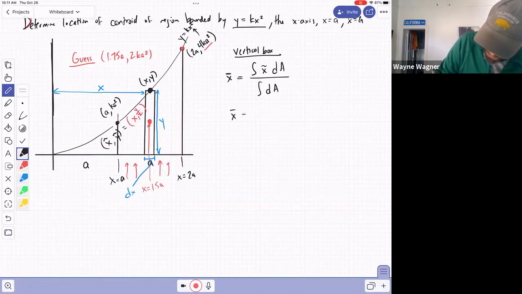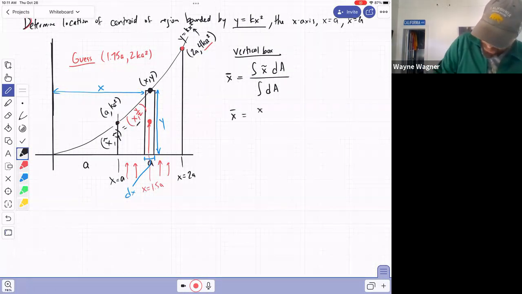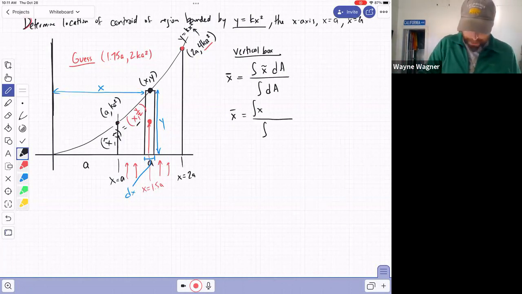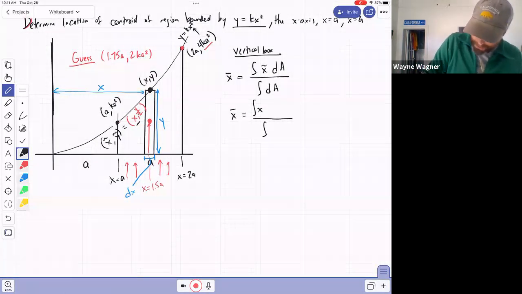So X bar equals, well, at the top, we need the X tilde, so that's just X, integral. Now we need that dA on top and on the bottom. I know that dA is just the length and the width of that box, so it's going to be y dx.